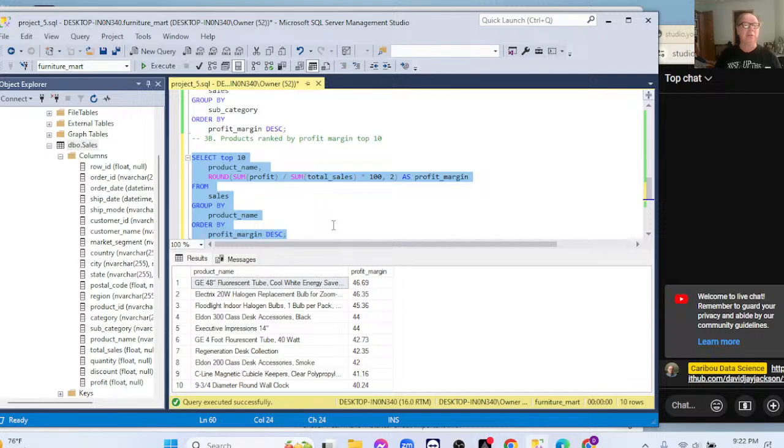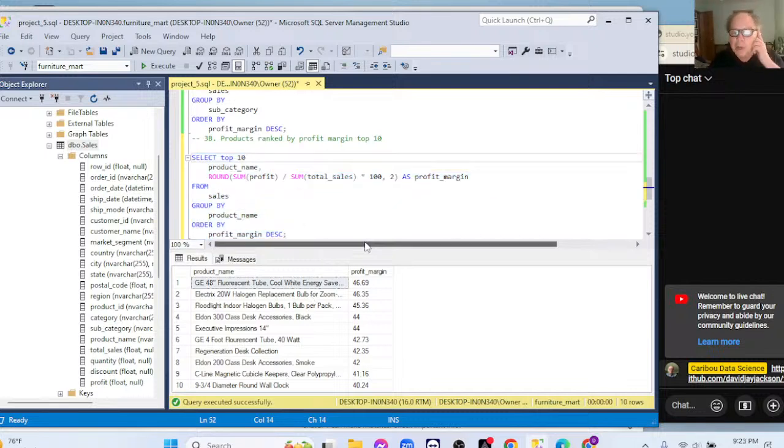So we should remember that formula to calculate the profit margin, or to calculate any percentage of a total group. Okay, there we go. So fluorescent tubes and 200 halogen replacement bulbs. So anyway, the three highest profit margins all have to do with light bulbs. You know, honestly, if you think about that, it shouldn't be a surprise.